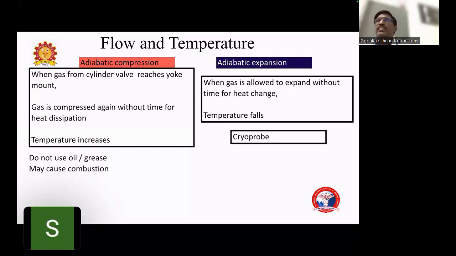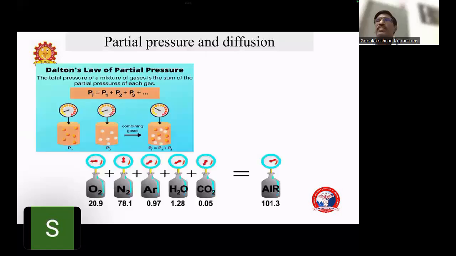Adiabatic expansion. When gas expands without time for heat exchange, the temperature falls. This property is used in the cryoprobe.